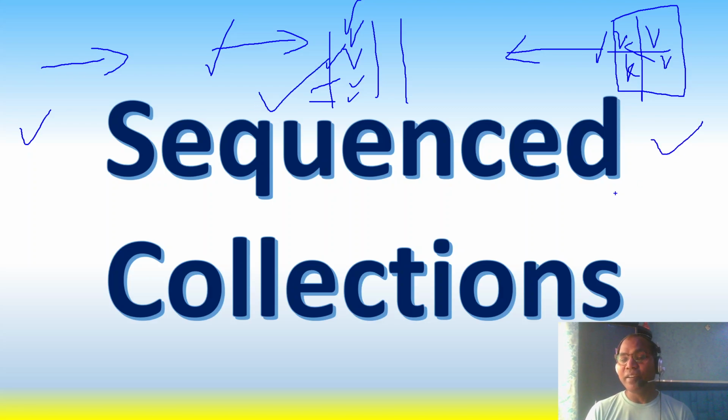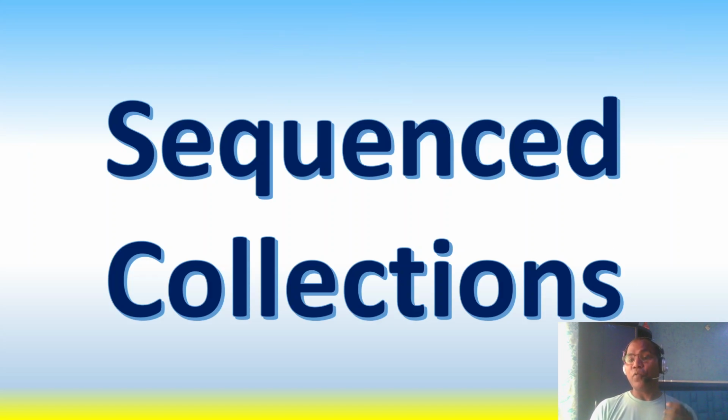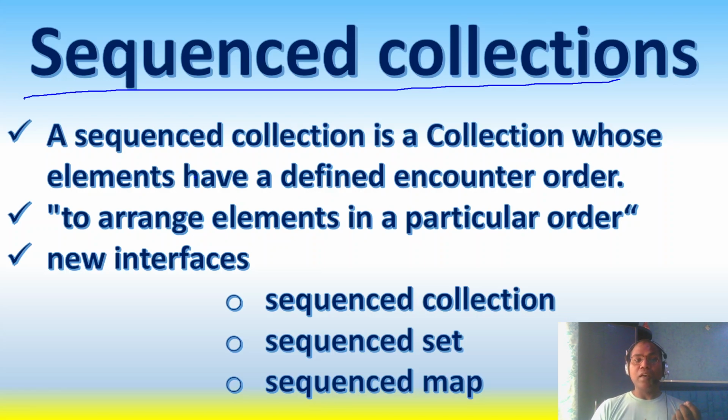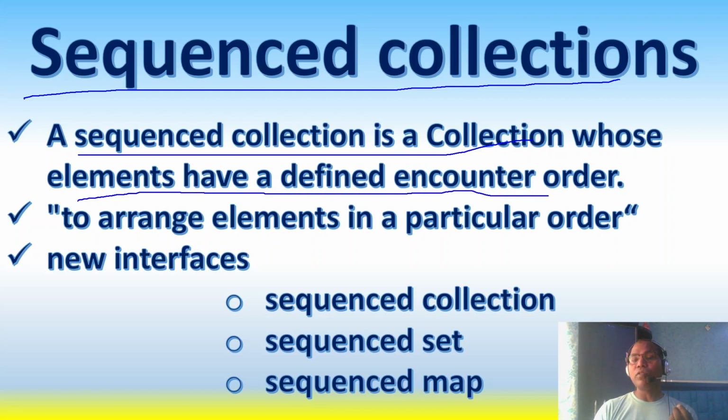That is the beauty of it. The Java designers have not implemented a completely new interface and new implementation; they have incorporated it into the existing Java Collections Framework. So you can say a sequenced collection is one more interface in the Java Collections Framework. Let's look at where it fits. As I said, a sequenced collection is a collection whose elements have a defined encounter order.